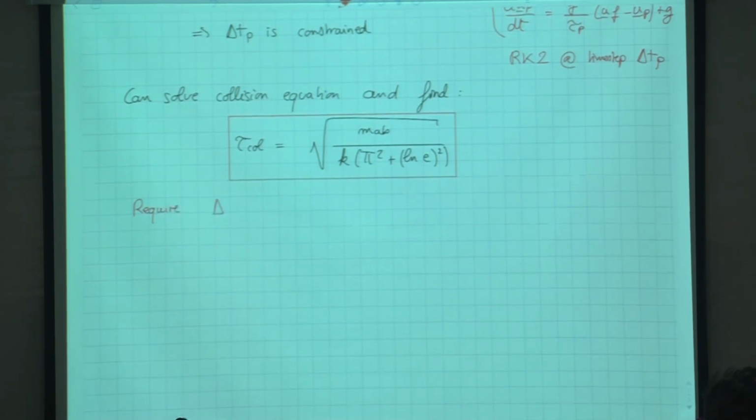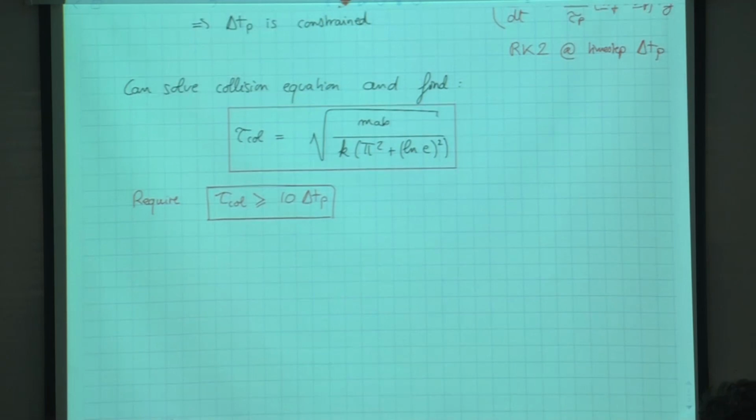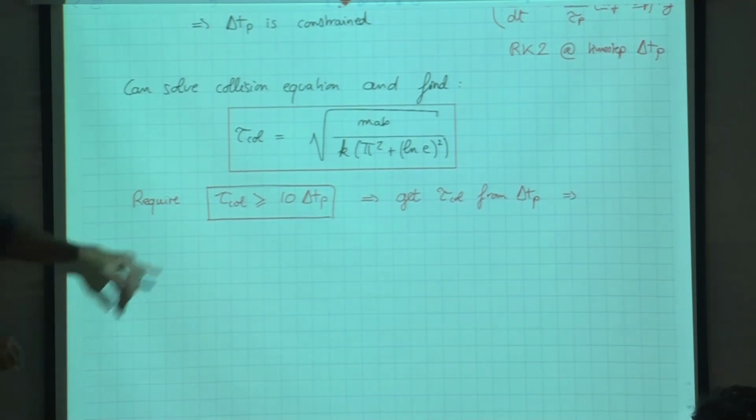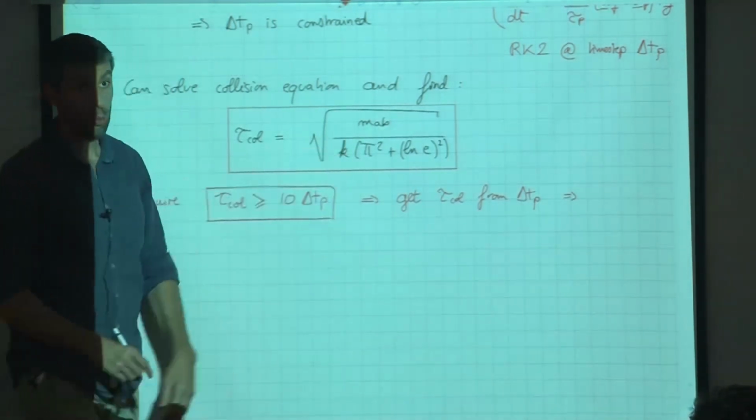So I'll say it is reasonable to require, not delta T, we just call that T col or tau col. I will require tau collision to be at least 10 times my delta Tp. If I require this, I know that my collision will be properly resolved. And therefore, I can get directly, a priori, as you set up the simulation, T col from delta Tp, which you got from the CFL requirement. And from that, you plug this into T col here, and you extract what K should be.